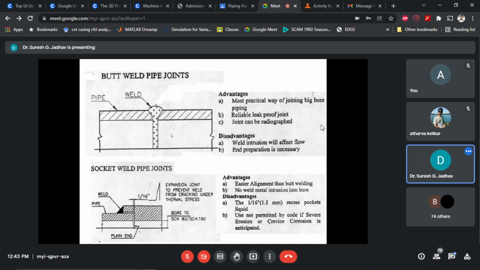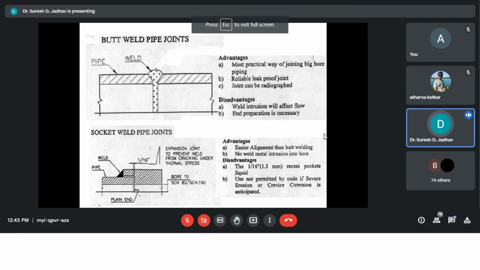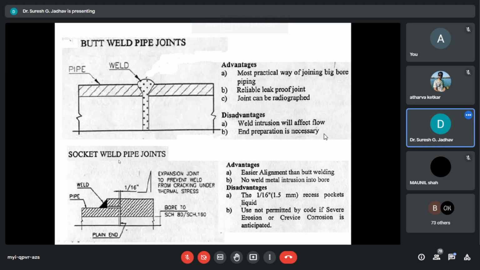Now next is socket weld pipe joints. With the help of socket weld pipe joints, we can weld the pipes. Here the first one is plain, and here we consider bore to schedule wall thickness, that is schedule 80 or schedule 160. That is the wall thickness. And here we can consider an expansion joint, so that we can avoid thermal stresses when we consider the socket weld pipe joints.